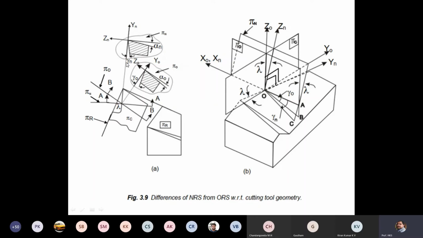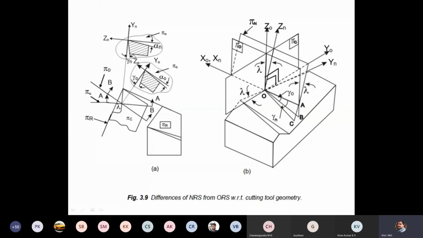Okay, so rake angle means the angle between the rake surface and the reference plane. Clearance angle means the angle between the flank, that is the clearance surface, and the finished surface. The finished surface is indicated by the cutting plane. That's why you are taking this as clearance and this as the rake angle.